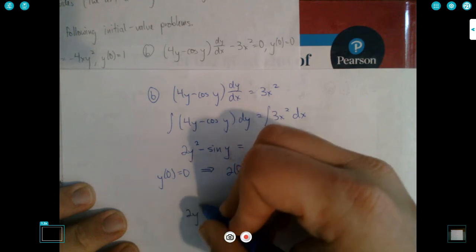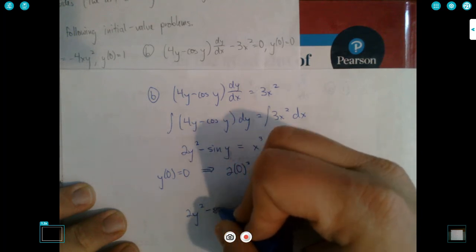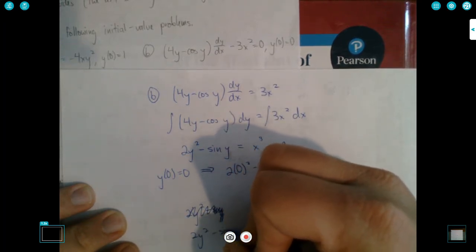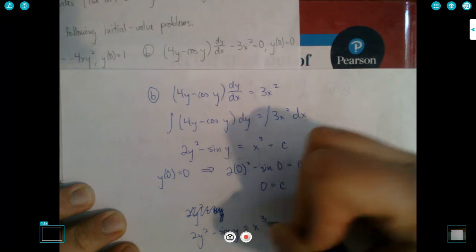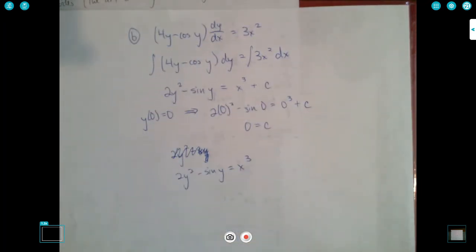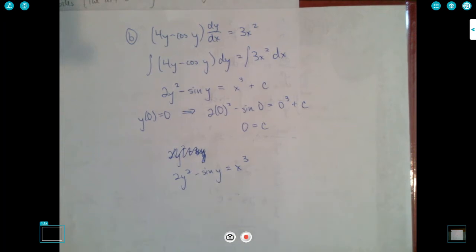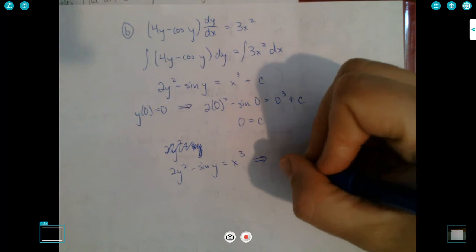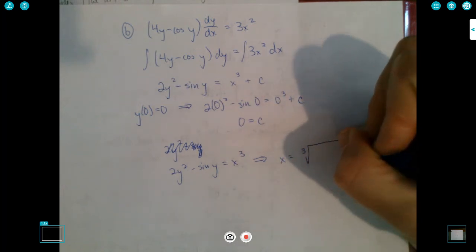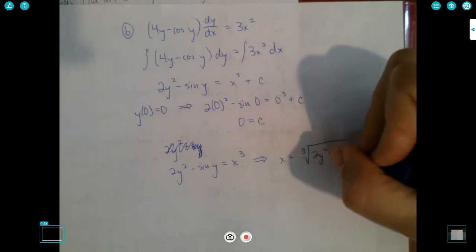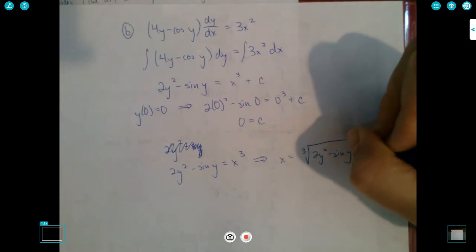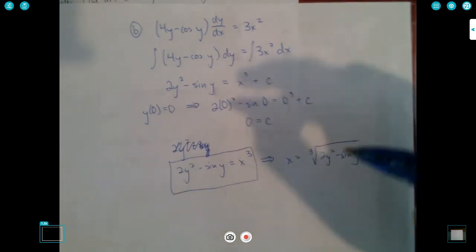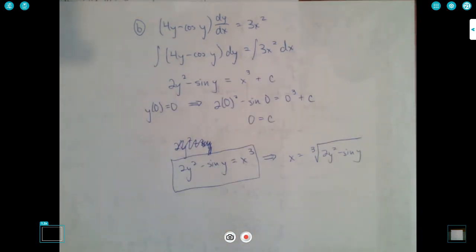We get 2y squared minus sine y equals x cubed. And that's it. Goodness, it's easier to solve for x, actually. You could take the cube root and say x equals the cube root of 2y squared minus sine y. But anyway, in either case, that's the solution to the differential equation.